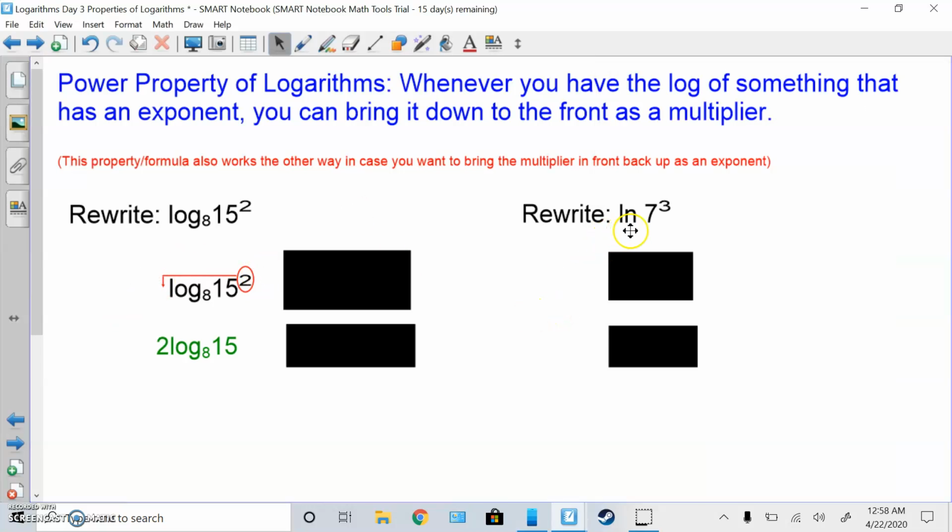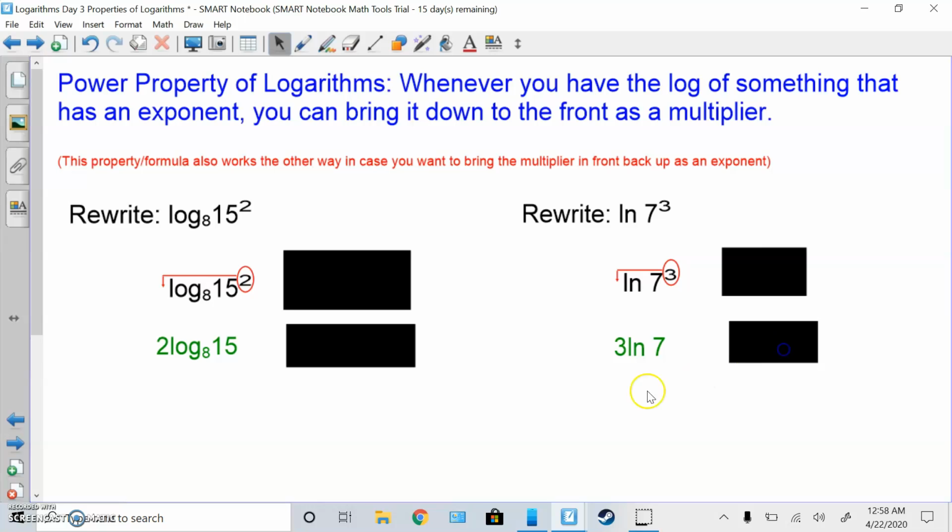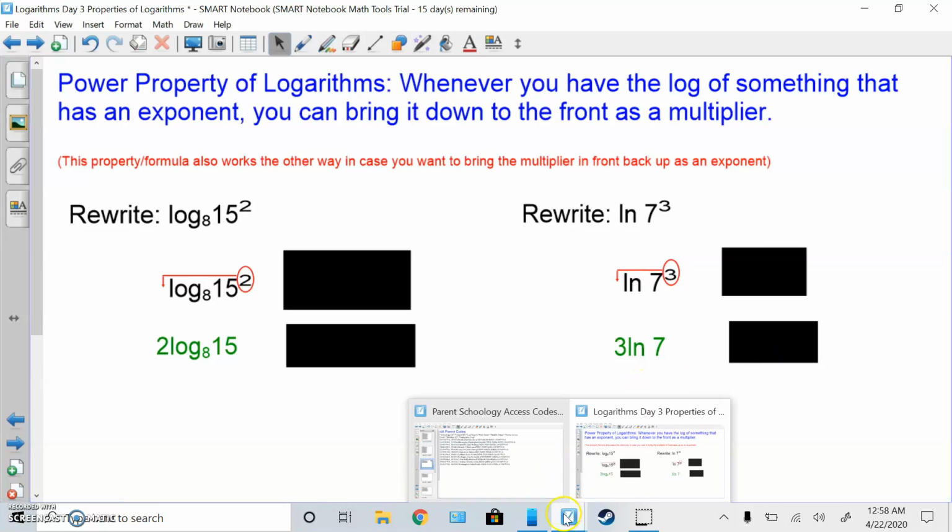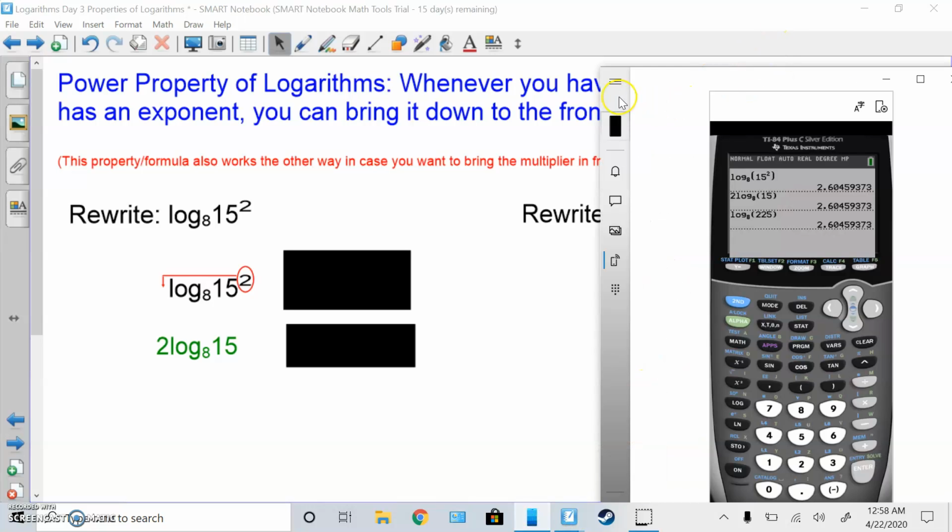Alright, this one, ln of 7 cubed. All we do is move the exponent of 3 down to the front as a multiplier. So our final answer is 3 times ln of 7. So let's check. Ln is actually this button right here underneath log. Again, there's no base, so you just leave it alone.